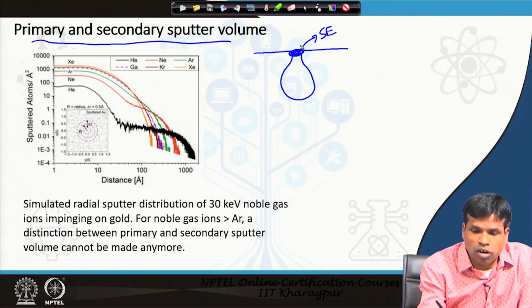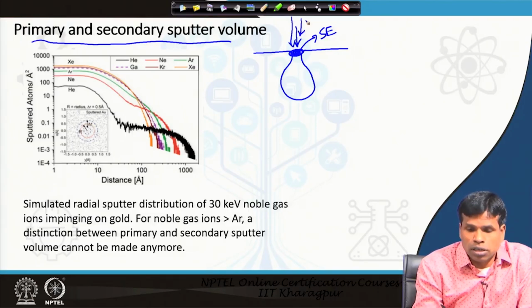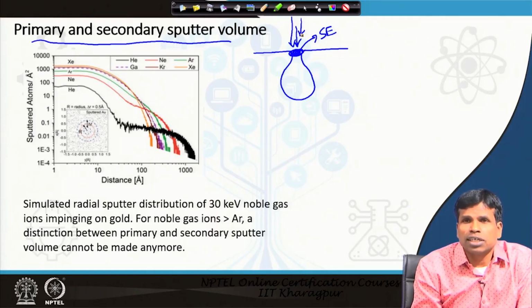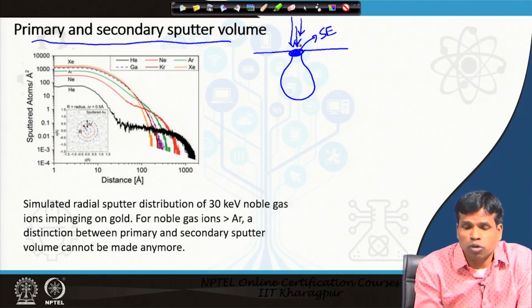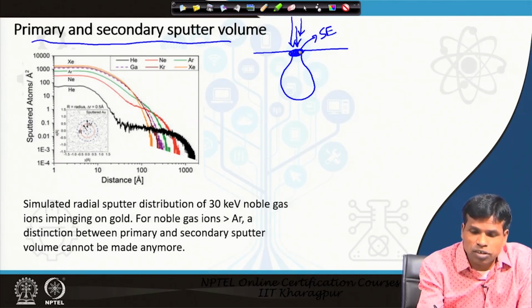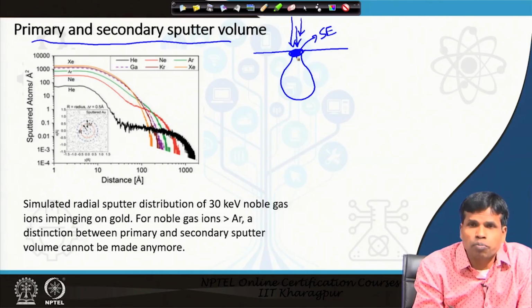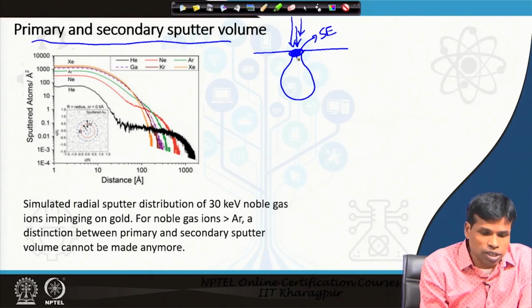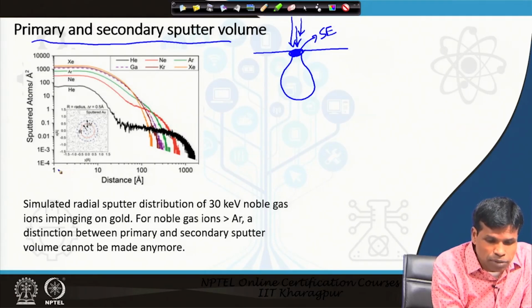Sputtering will occur certainly where the ion or electron beam is first incident. Sputtering will be less with electrons certainly, but with ions, because they are a little heavier in mass, sputtering will occur. The heavier the ions, the more sputtering will occur. And the region where the beam first bombards the specimen is the primary sputter volume.